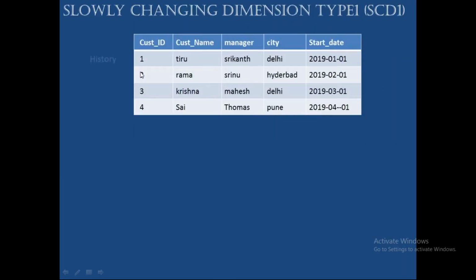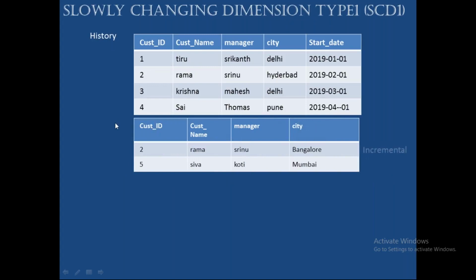Okay, example, we'll see this data. I have historical data, which is my dimension. This is the incremental data that I am receiving. Now these are the common records. When you check, this is the common record. When you check the matching record, it indicates that this particular record has updated something. You can see here the city has changed. He was in Hyderabad, now he moved to Bangalore, so I need to update this particular value from Hyderabad to Bangalore.